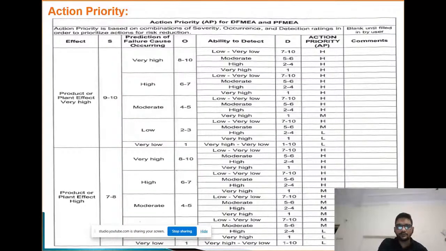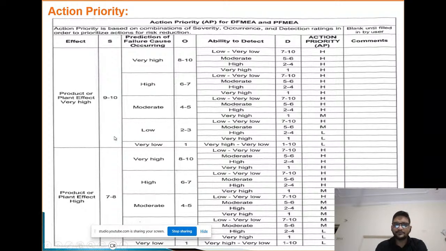In these combinations, if severity is 9 to 10 and occurrence is 6 to 10 and detection is 1 to 10, that gives action rating high. In case severity is 9 to 10 and occurrence is 4 to 5 and detection is 2 to 10, that gives action rating high. But in case detection is 1 and occurrence is 4 to 5 and severity 9 to 10, it gives medium.